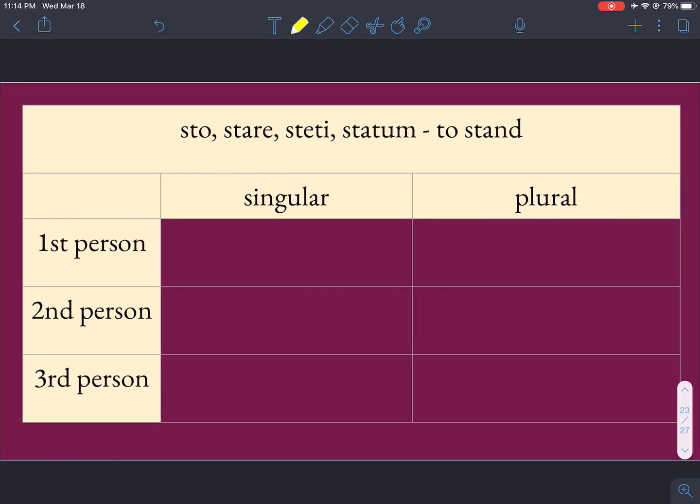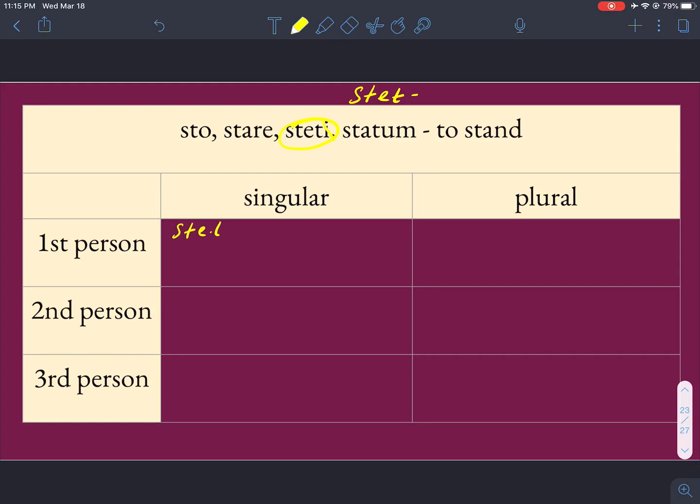Number 2, sto, stare, steti, statum means to stand. Now, this is an example of why you need to know your principal parts. Okay, because the third principal part is a little irregular here. If this followed the normal convention for principal parts, you would think it would be sto, stare, stavi, statum, but it's not. It's steti, and you just need to know that. Okay, so steti, we found the third principal part. You drop the I, and you're left with S-T-E-T. That's your stem. Okay, so now let's go through these and add the endings.